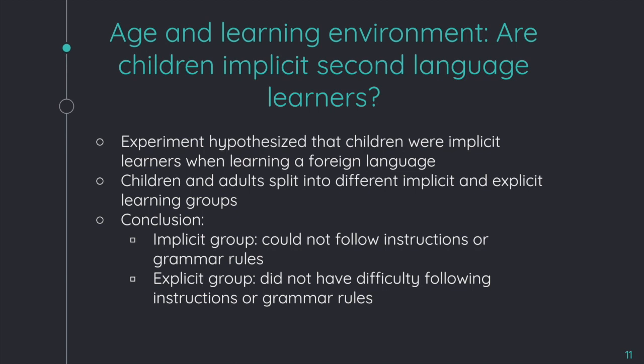Lichman hypothesized that children learn foreign languages through implicit learning and adults through explicit learning. To test this, he performed an experiment where children and adults were randomly assigned to implicit and explicit learning groups. The conclusion of the experiment indicated that those who were in the implicit learning group could not follow instructions or grammar rules, while those that were in the explicit learning group did not have difficulty following instruction or grammar rules.